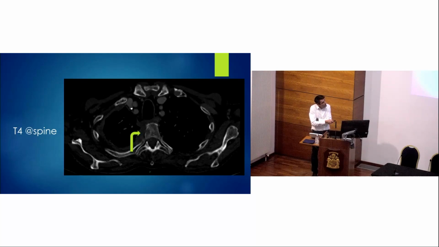So normally the vertebral body should be a kind of homogeneous white, and here you can see there's a plaque of tumour, where that arrow is, and this kind of black hole within the vertebra, and that's evidence of direct tumour invasion into that vertebral body. So T4 at the spine there.